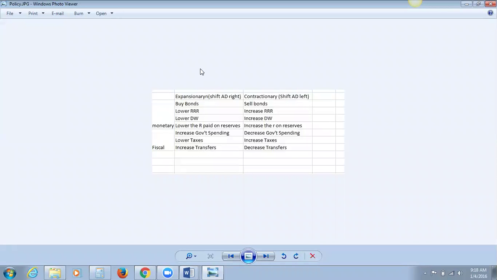So again, we have expansionary policy and contractionary policy. We have expansionary monetary policy, which are these four things right here. We have contractionary monetary policy, those four things. We have expansionary fiscal policy and contractionary fiscal policy. Make sure you know the difference between all of them, and make sure specifically you know what happens when we buy bonds. That's going to ultimately shift the aggregate demand curve to the right, and we know the mechanism that contains that.